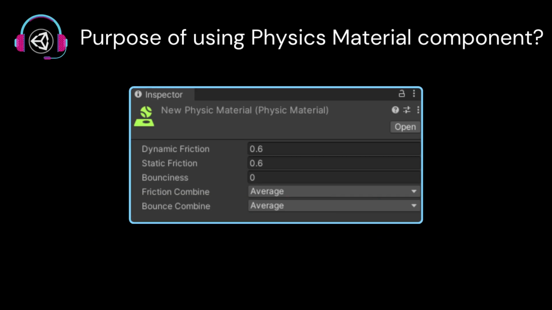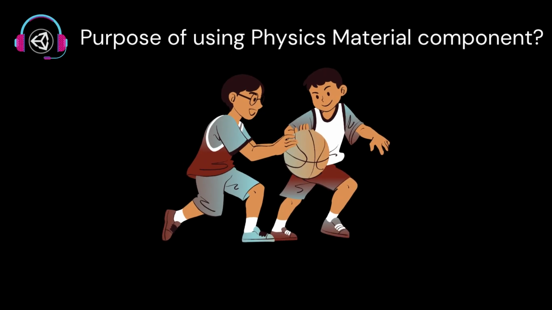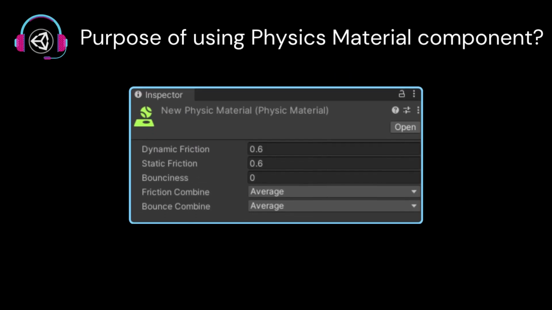Now that we know how physics material works, let's see some cool use cases. In a racing game, use low friction for a slippery icy road. In sports games, add high bounciness to a basketball. In a platformer, use high friction on walls to prevent sliding. With a few adjustments to a physics material, you can make your game world feel more realistic, responsive, and dynamic. Let's move to the next question.